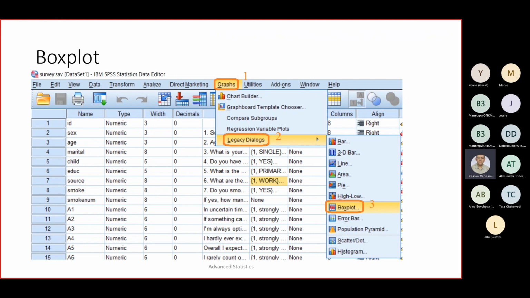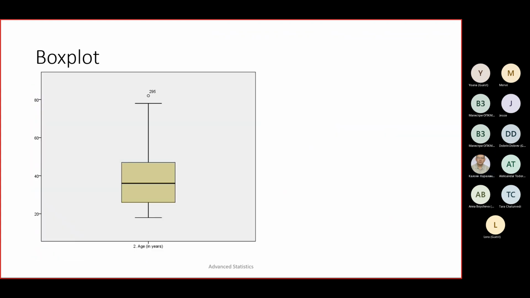Now I will show you another chart. Unfortunately, we cannot make such chart in PSPP because this chart is connected to these measures, quartiles, which we cannot compute in PSPP, but in SPSS we can compute them and can make this chart called box plot. Here, this is the box plot.